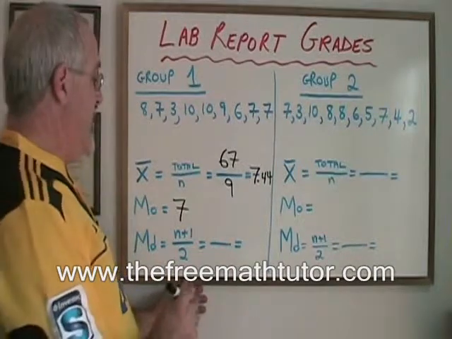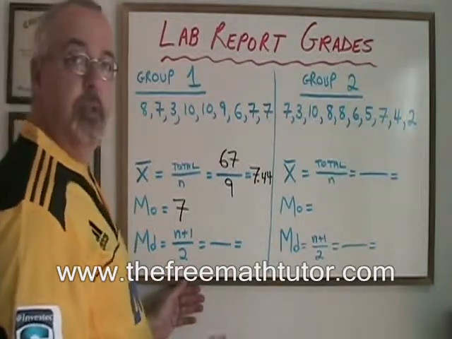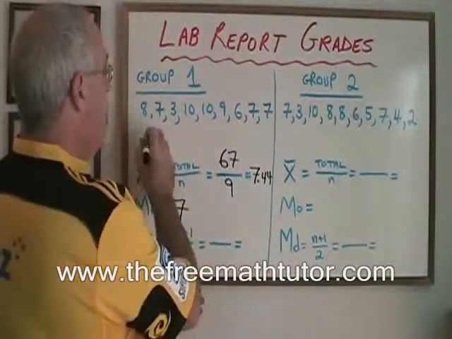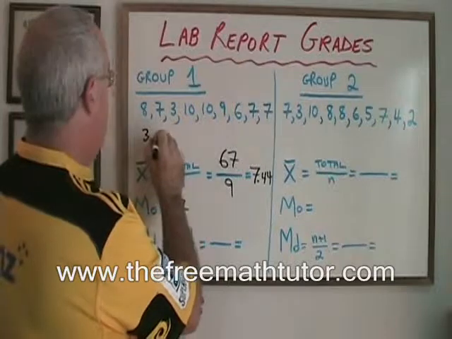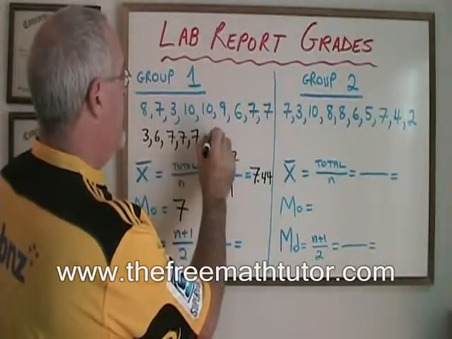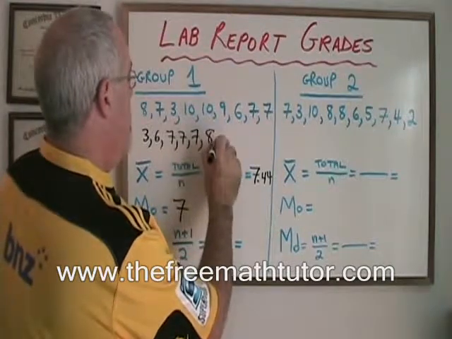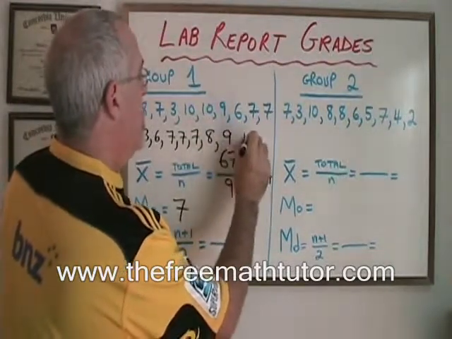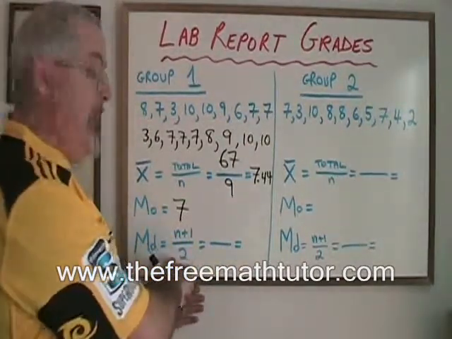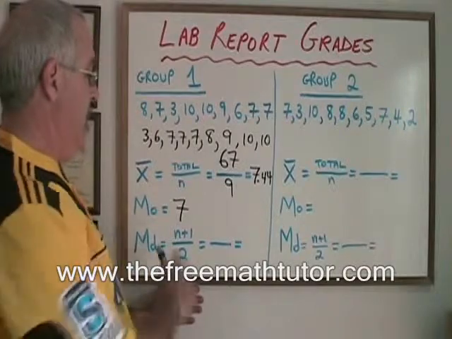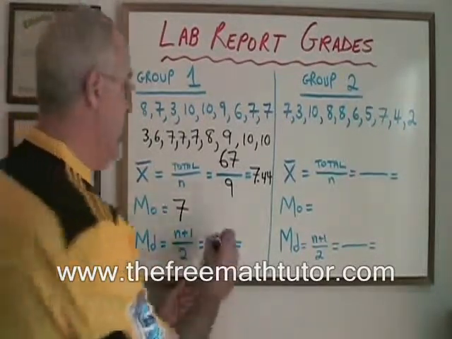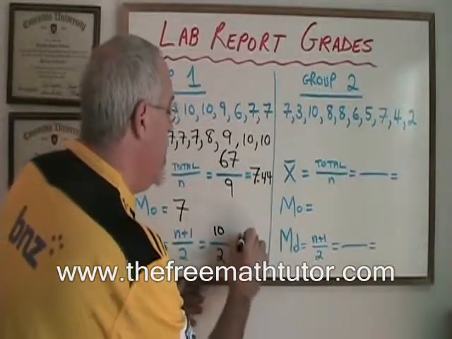Now we have to find the median. To find the median, the first thing I want to do is to reorder the data from smallest to largest. So I end up writing 3, 6, then 3 sevens, 8, 9, 10, 10. Then I apply this median formula, n plus 1 over 2. N is the sample size, which is 9, so n plus 1 over 2 is 9 plus 1 over 2. It's equal to 10 over 2, which is 5.